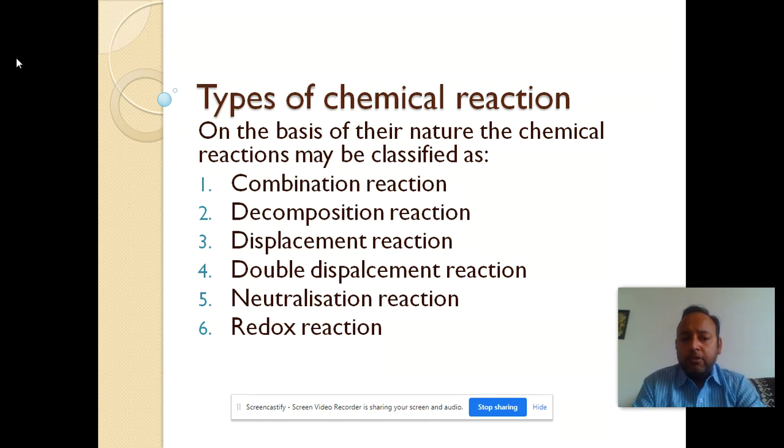Mainly there are 6 types of chemical reaction: combination reaction, decomposition reaction, displacement reaction, double displacement, neutralization and redox reaction. So today we are going to discuss all these reactions one by one.